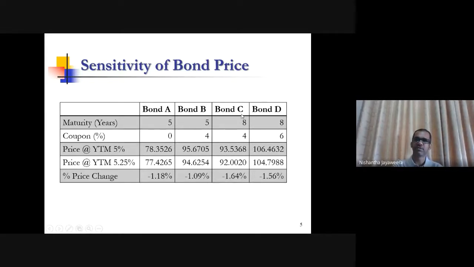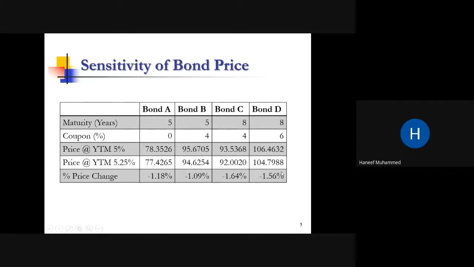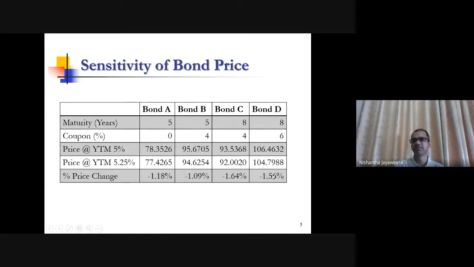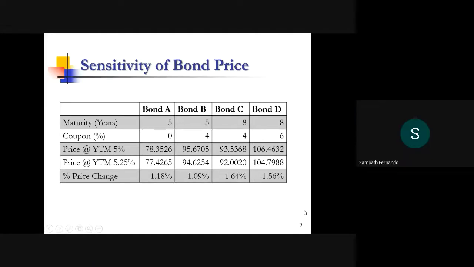Then when you compare bond C and D, same maturity, the difference is coupon. Again, the same relationship as in the zero coupon and a coupon bond. When coupon increases, sensitivity decreases. So remember that.